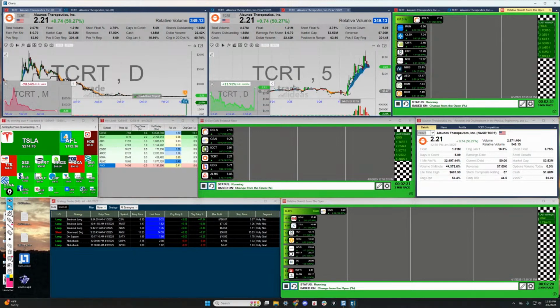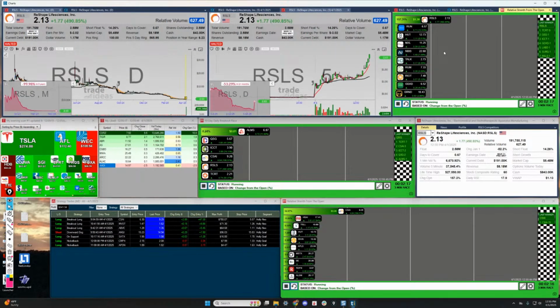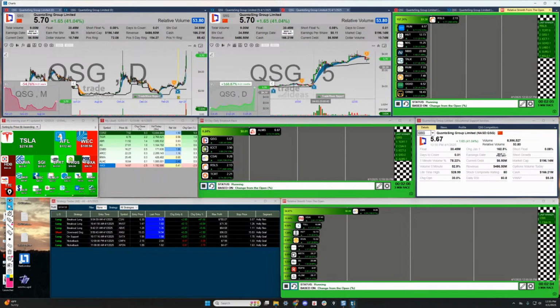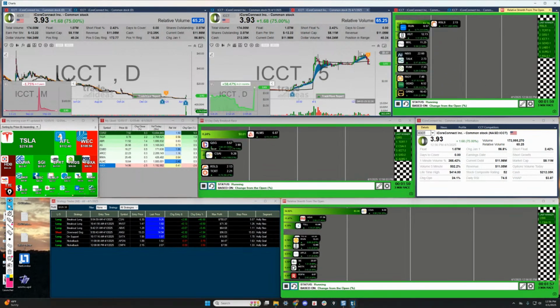So TCRT, it looks like it was short-lived on that move for now. It's still up, obviously, significantly on the day, but you can see the volume has dried right up at this point. Let's see, RSLS. Wow, this thing is humming right now on the volume anyways. QSG. Yeah, we talked about this earlier. A tough one. ICCT. Another tough one here.